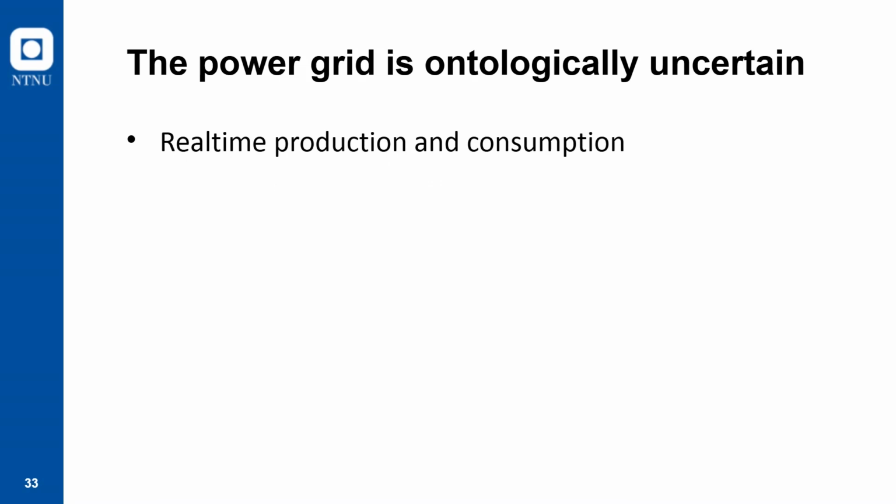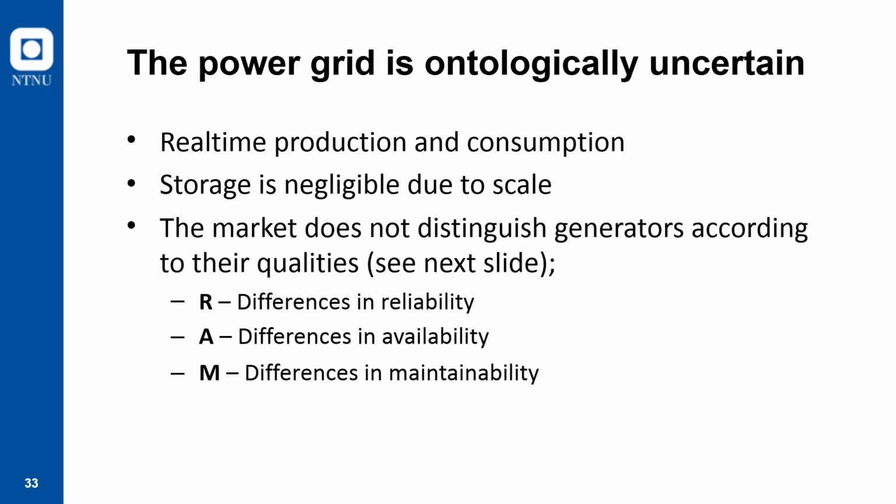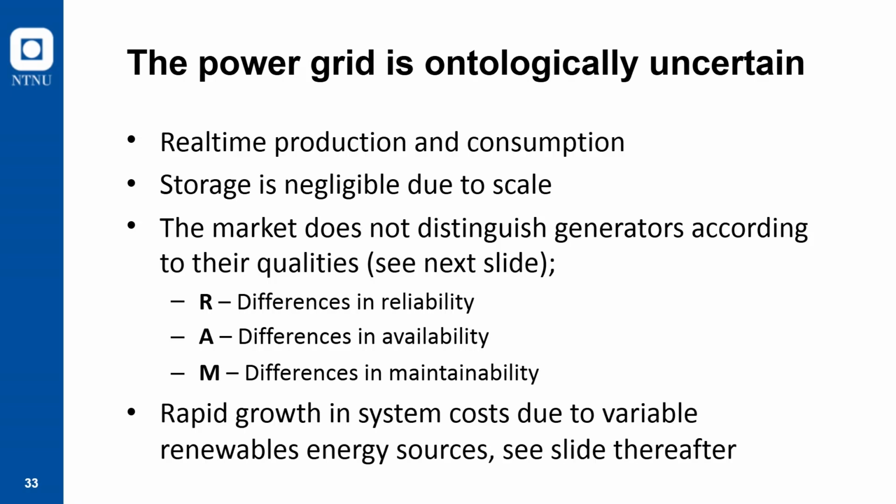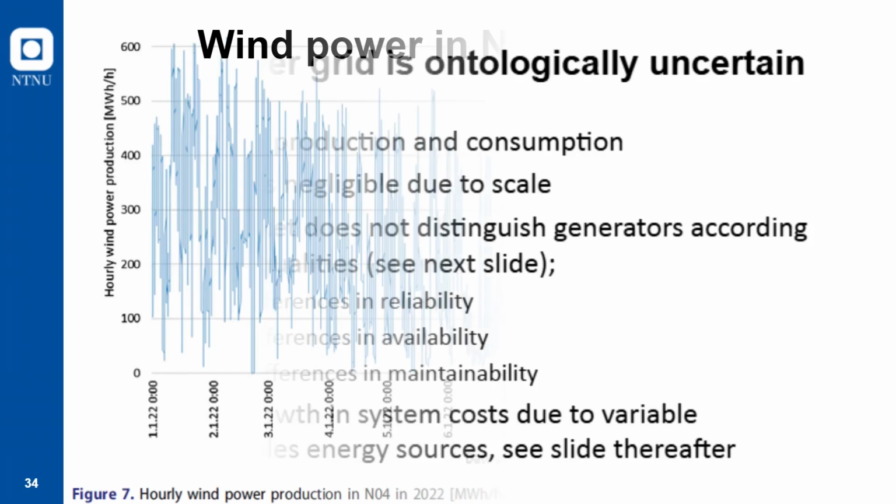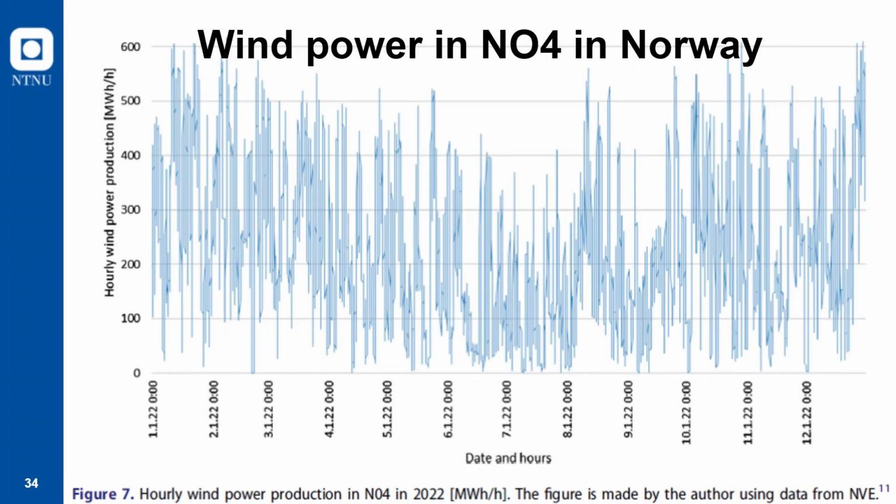For example, the power grid, that's a good example. I'll show you a graph soon, but here we have real-time production and consumption. We know that storage is very, very difficult due to the scale. And the market does not distinguish generators according to their qualities, for example, differences in reliability, availability, and maintainability. And of course, rapid growth in system cost due to variable renewable energy sources. All this has made the power grid difficult, or almost, I would say, impossible to fully understand. So it's ontologically uncertain.